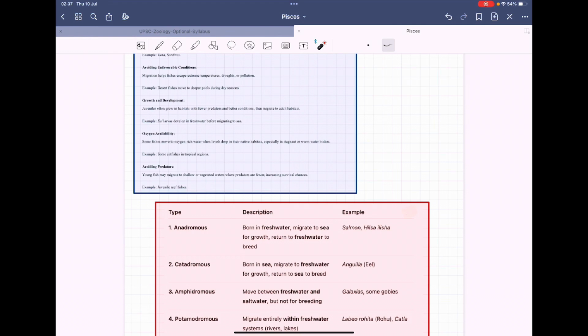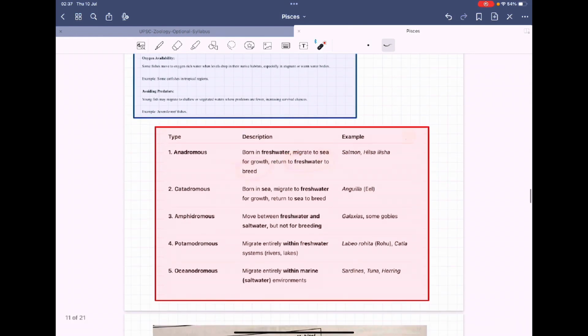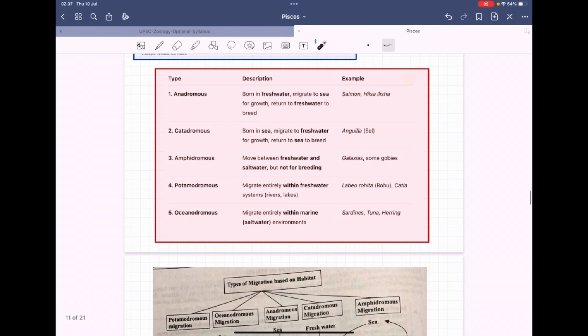For example, we have anadromous fishes. Anadromous means the fish is born in the freshwater and will migrate towards the sea. They will migrate to the sea and return back to the freshwater in order to breed. For example, salmon. The catadromous fishes are those fishes which are born in the sea and they will migrate to freshwater for growth and they will return back to the sea in order to breed. So it is opposite of anadromous. For example, Anguilla, we will study them in detail.